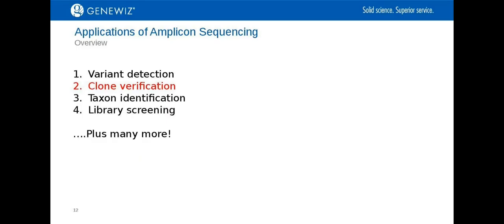Okay, so we powered through variant detection. The next application that I'll be talking about today is looking at clone verification.